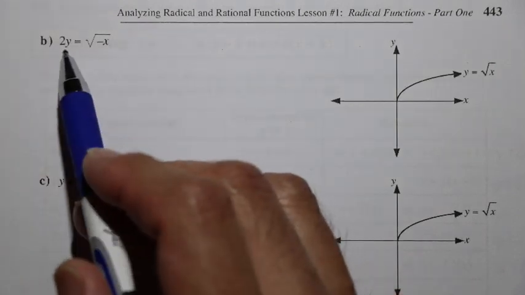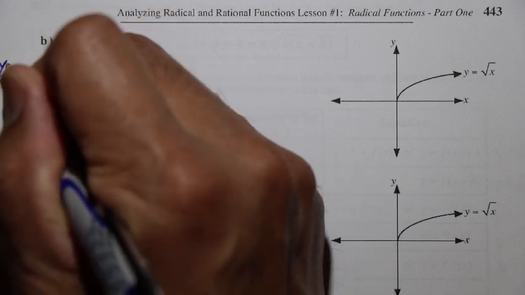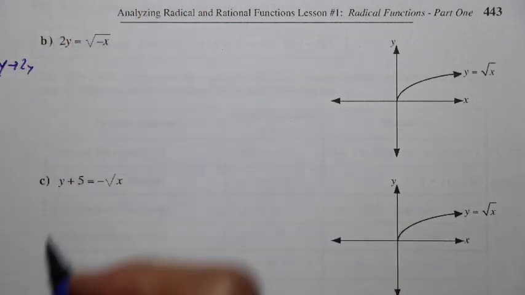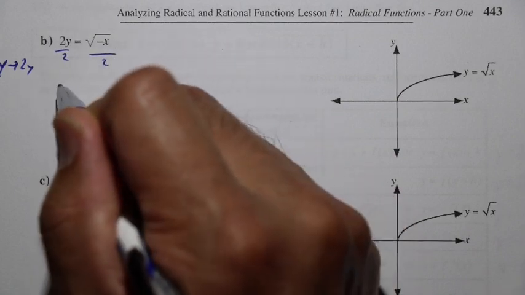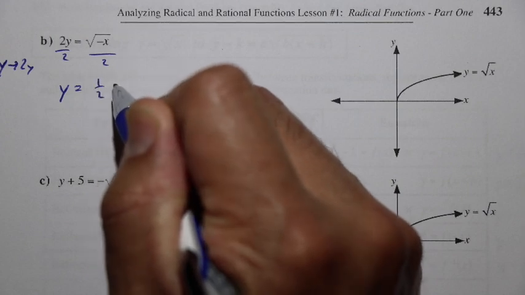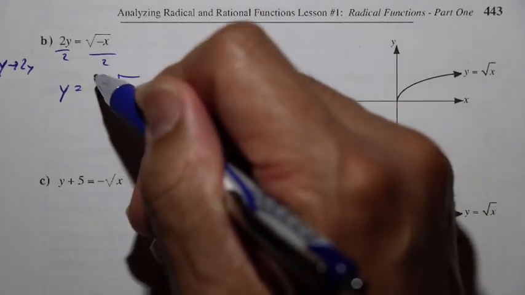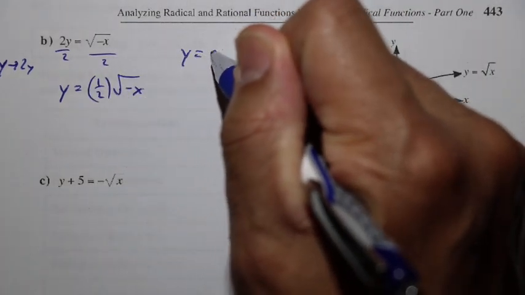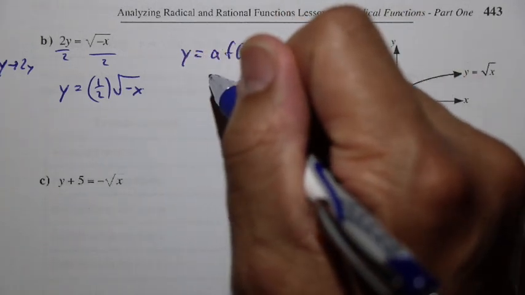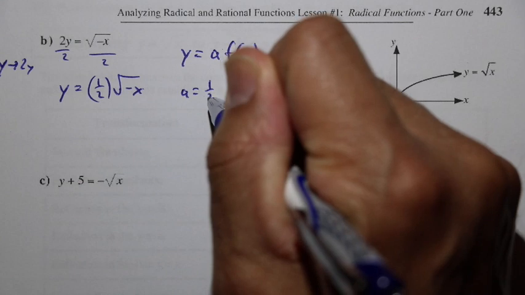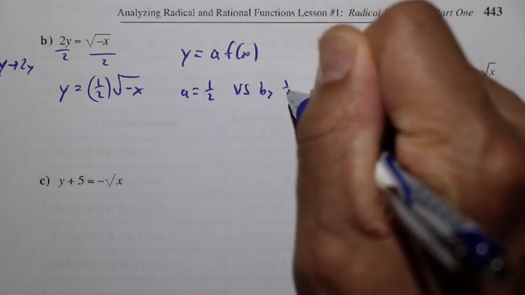Taking a look at part B, we have 2y is equal to the square root of negative x. And here, y was replaced with 2y. But I'm going to just rearrange this, dividing both sides by 2. And y is going to equal 1 half times the square root of negative x. That way I can treat it very much like I did in the transformations unit, where it was a times f of x. Then I can know that this a here was equal to 1/2, which tells me this is a vertical stretch by a factor of 1/2.